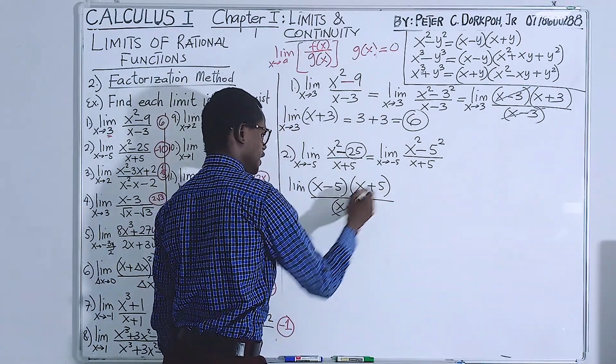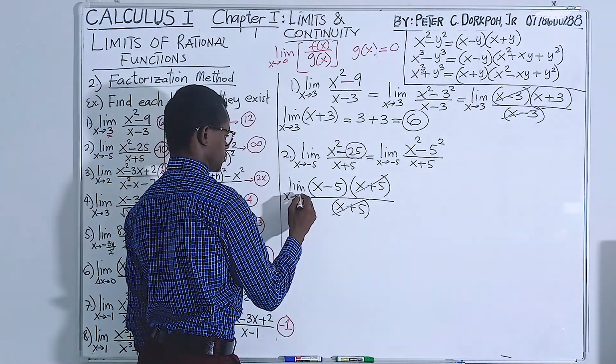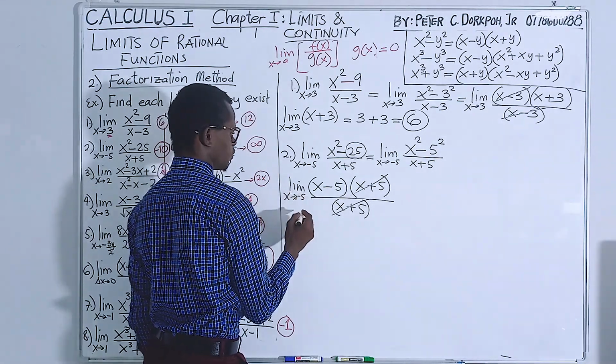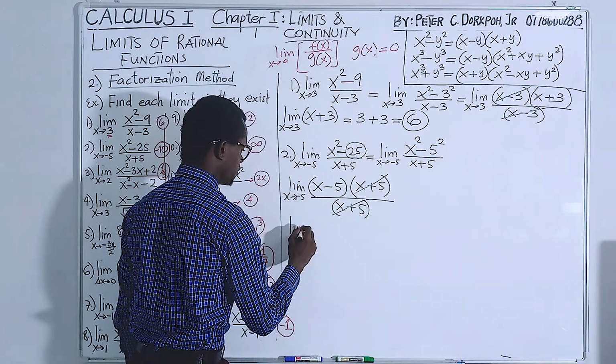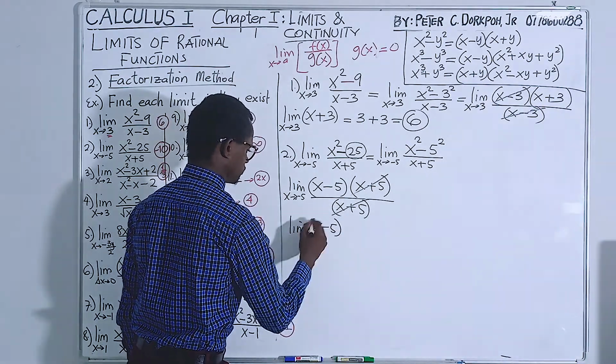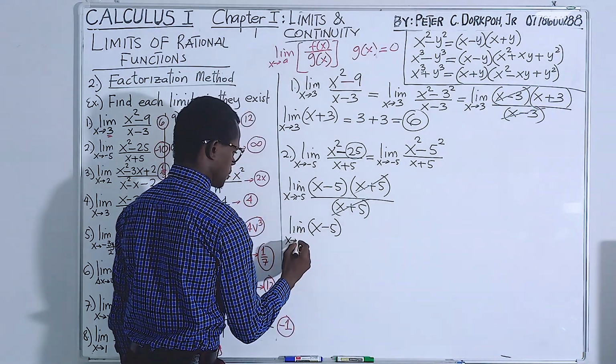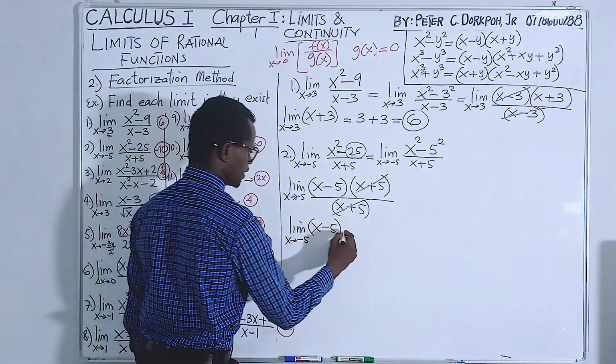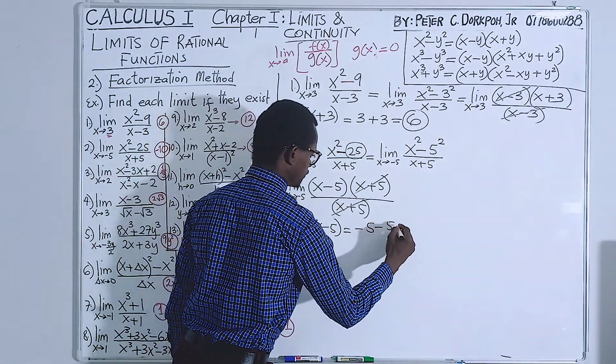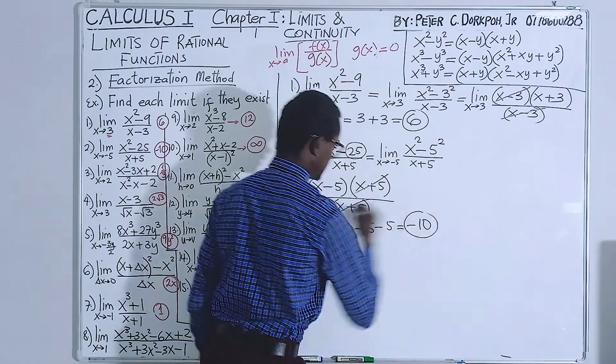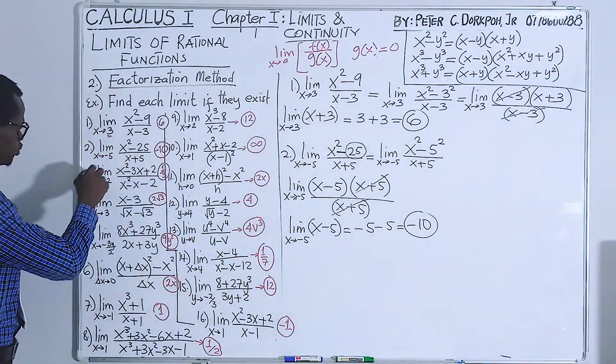So x plus 5 will now cancel. What are we left with? We are just left with the limit of x minus 5 as x approaches minus 5. Now we replace, and you have minus 5 minus 5, which is equal to minus 10. We do the next one.